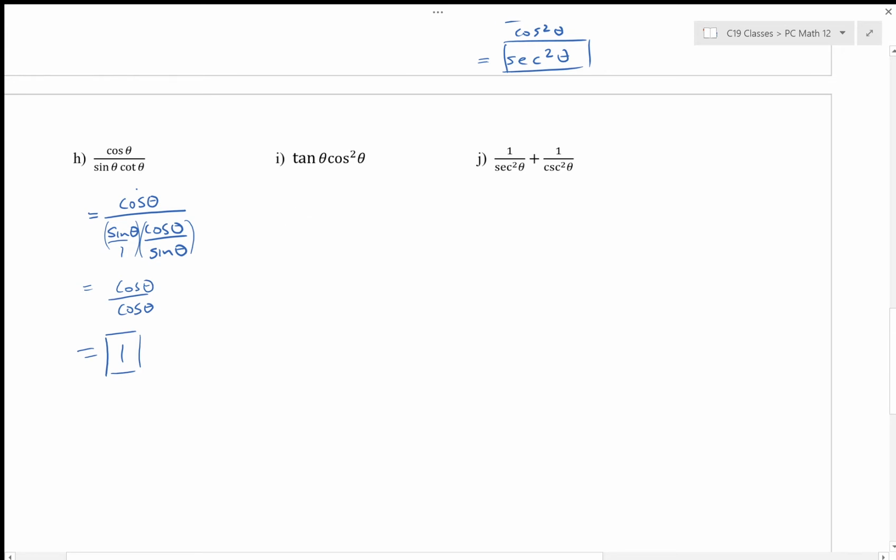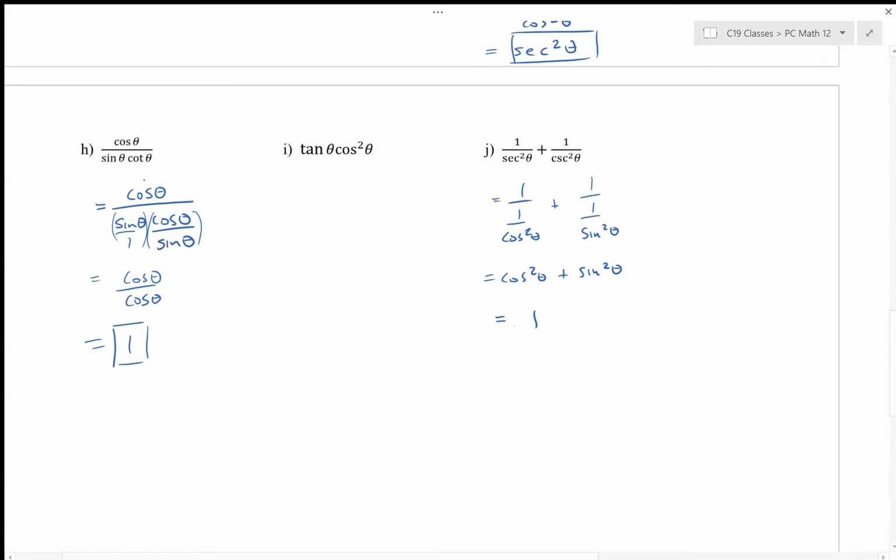Let's do the next one, J. That's going to be 1 over cosine squared theta plus 1 over secant squared theta. Now they're separate fractions, so when you have separate fractions, you can simplify both of those by multiplying by the reciprocals, which ends up giving us cosine squared theta plus, it's supposed to be sine squared theta, sorry, sine squared theta is equal to 1. That's the same as sine squared theta plus cosine squared theta.